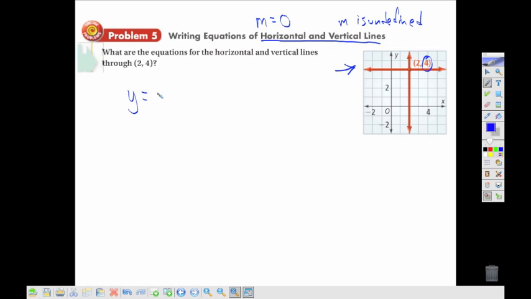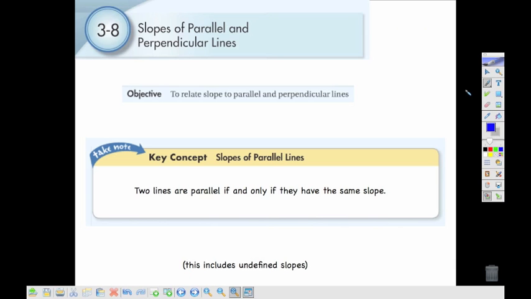So the equation for the horizontal line is y equals 4. Looking at x, x doesn't change, x is always equal to 2 here. So the vertical line is just x equals 2. So horizontal and vertical lines are just one variable equal to a constant value. Next section is also a review from Algebra 1.